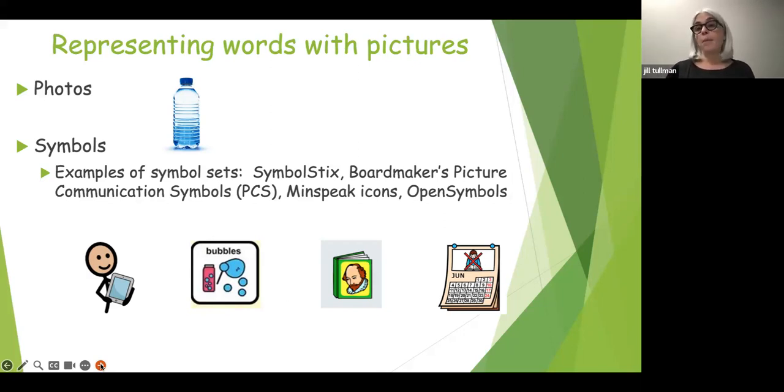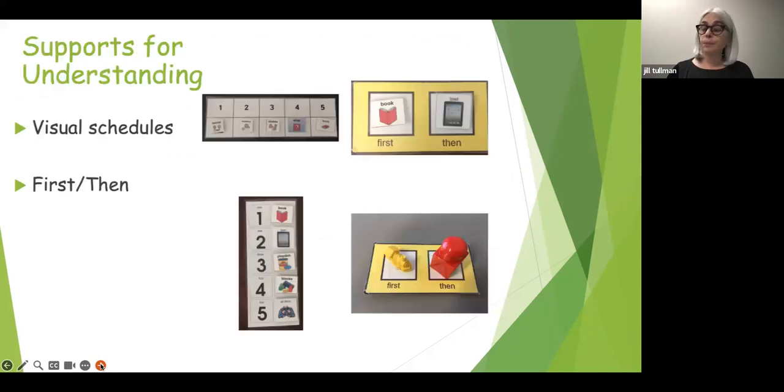Obviously, we can get photos of anything using Google Images, taking pictures on our phones, etc. We also talk about, with light tech, supports for understanding. Here are some examples of visual schedules and first then boards. With the visual schedules and first then boards, sometimes we use pictures or symbols. We can also use objects for those individuals who are not yet understanding picture representations.